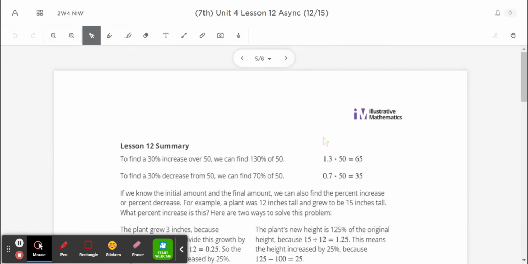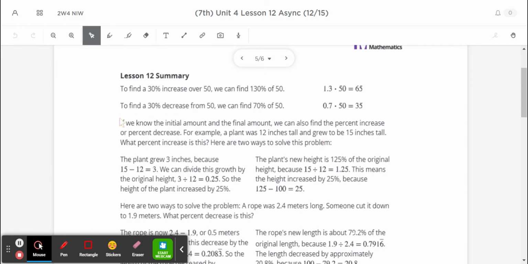Let's take a look at slide 5 together. When we're looking for an increase or a decrease from a given percentage, we can find the price of the increase, like a 30% increase, or we can also calculate 130% of the original number. For example, a 30% increase is simply 50 times 1.3. Just like if we had a 30% decrease, we can just find 70% of 50, or 0.7 times 50.